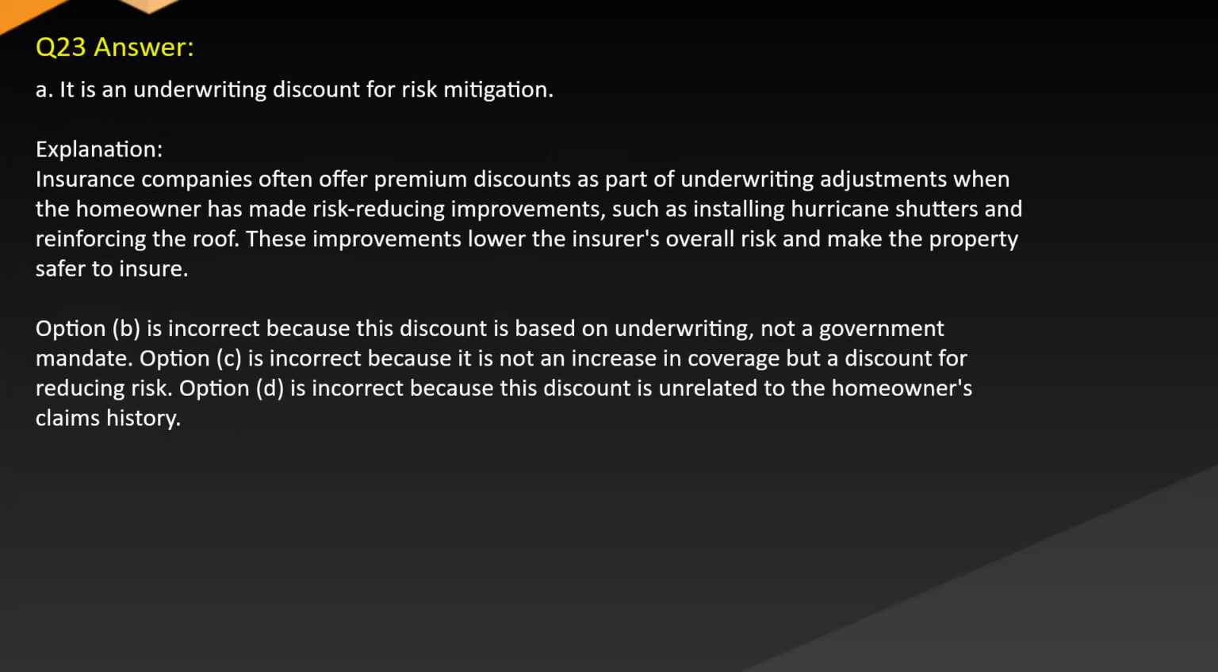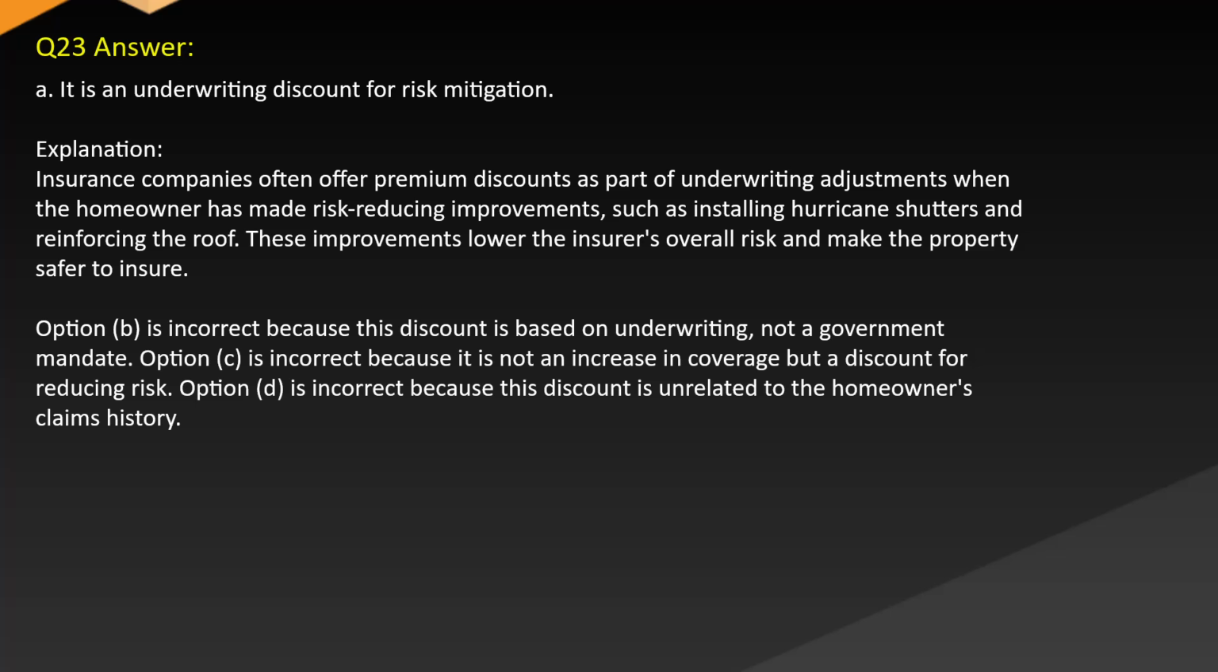Answer A. It is an underwriting discount for risk mitigation. Explanation: insurance companies often offer premium discounts as part of underwriting adjustments when the homeowner has made risk-reducing improvements, such as installing hurricane shutters and reinforcing the roof. These improvements lower the insurer's overall risk and make the property safer to insure.